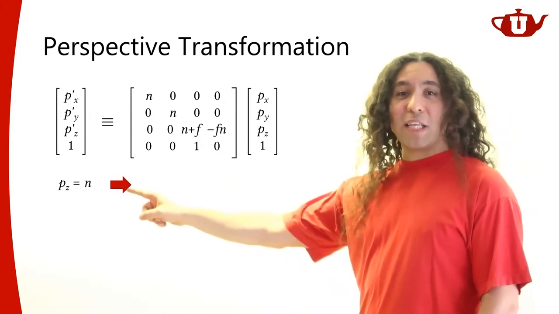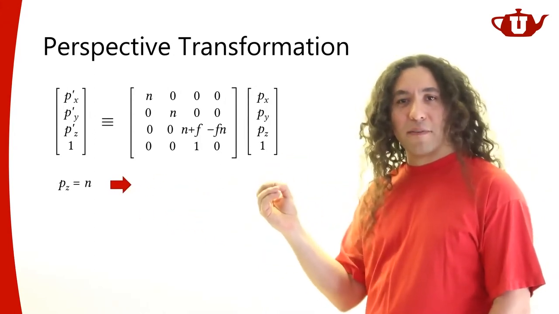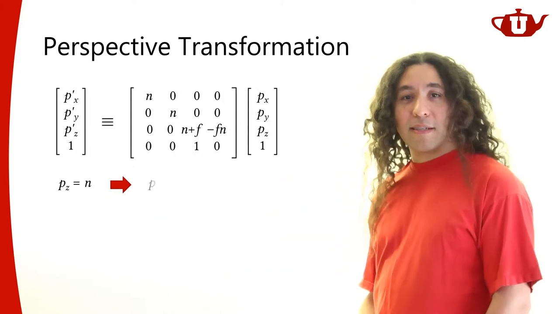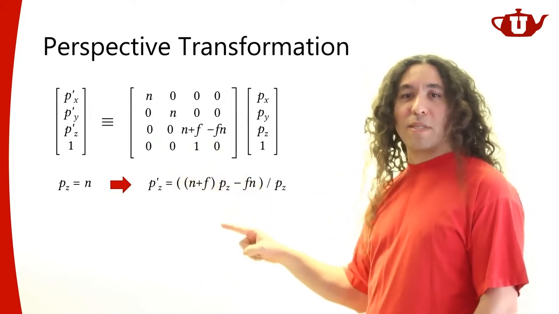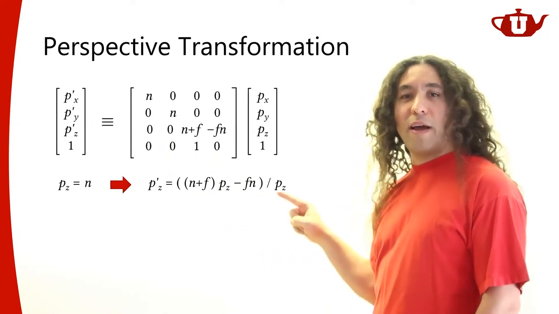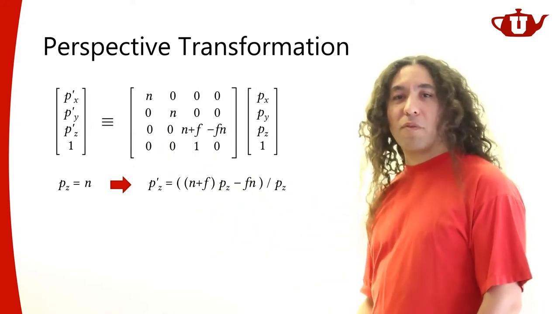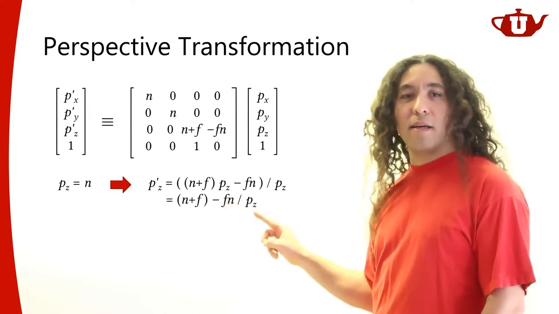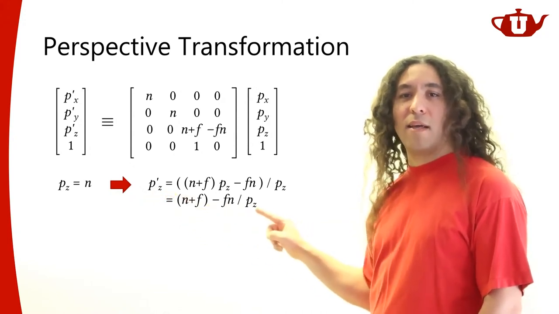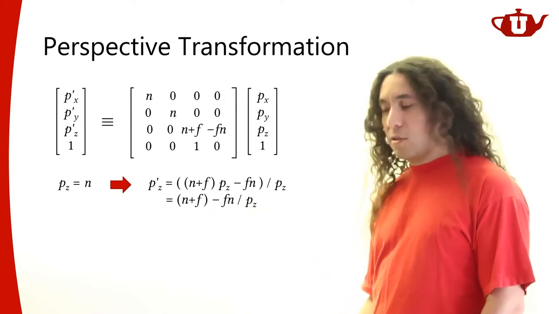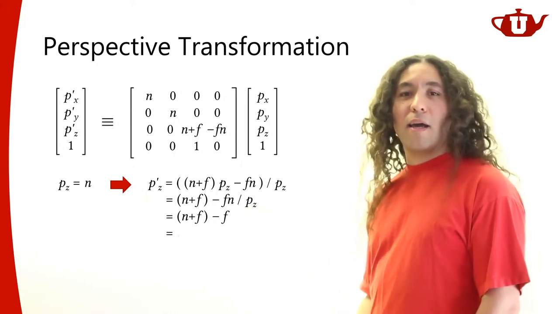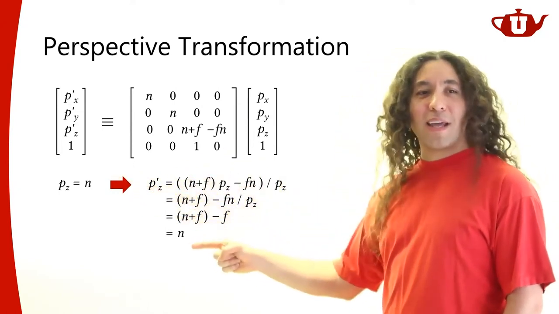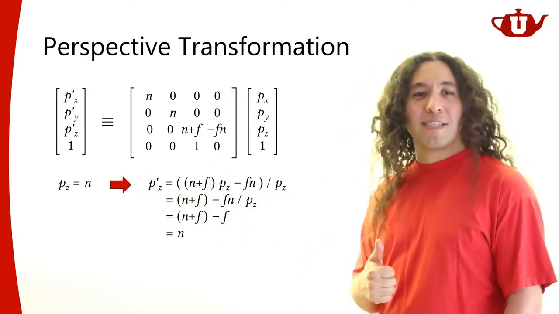If my z value is at the nearest position, if my z value is n, what I'm going to get out of this matrix multiplication basically represents this formula. The output z value is going to be this. Now simplify this just a little bit, apply this division by pz over here. I get this. I know that pz is n, because that's what I said. If pz is n, this n and that n are going to cancel out each other. So I'm going to get this, and then from here I get n. Okay, this is good. So if I start with n, I am getting n, which is good, because I really didn't want to modify my z values.